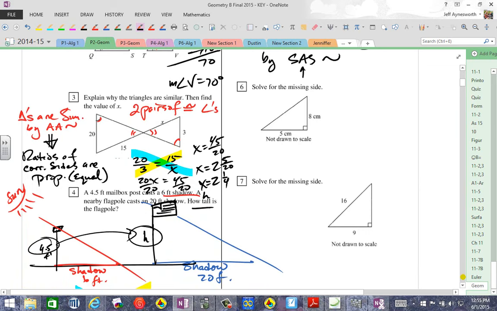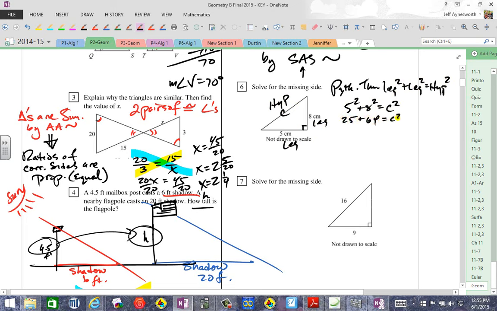Solve for the missing side. This is a Pythagorean theorem problem because of the right angle right here. So it's our famous Pythagorean theorem, which goes leg squared plus leg squared is equal to hypotenuse squared. This is a leg. We got a leg. We got a hypotenuse. Call it C right now. So we take 5 squared plus 8 squared is equal to C squared. Gives you 25 plus 64 is equal to C squared. That's 89 equals C squared. And you have to take the square root. And you get the square root of 89 is equal to C. And you're done. It's that simple.